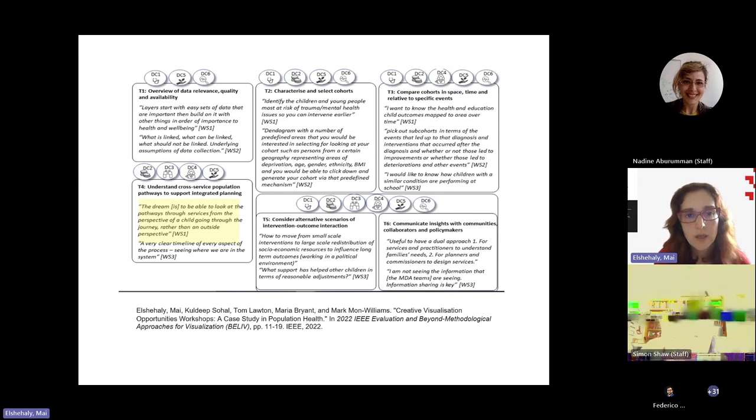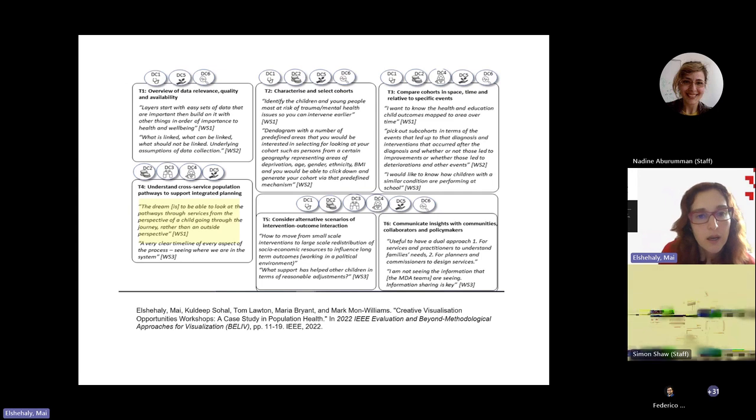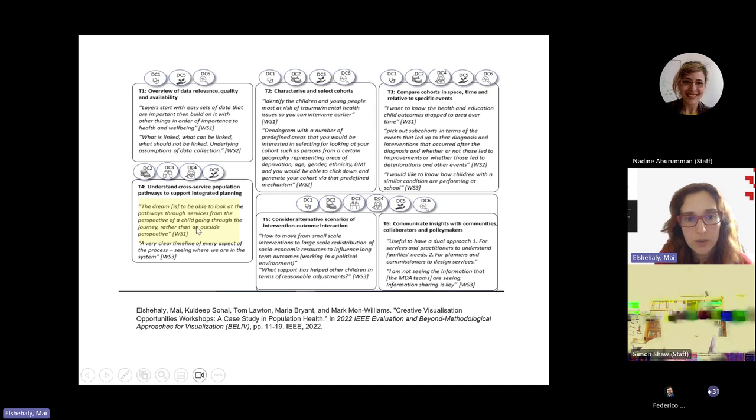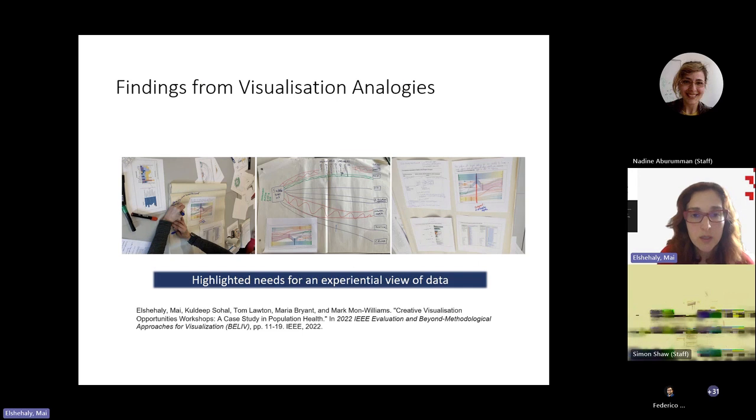But one of them that really stood out in many of the comments that we got, especially from commissioners and decision makers, is that the dream is to be able to look at the pathways through services from the perspective of a child going through the journey rather than an outside perspective. So this idea of experience and lived experience really stood out in the results of these workshops.